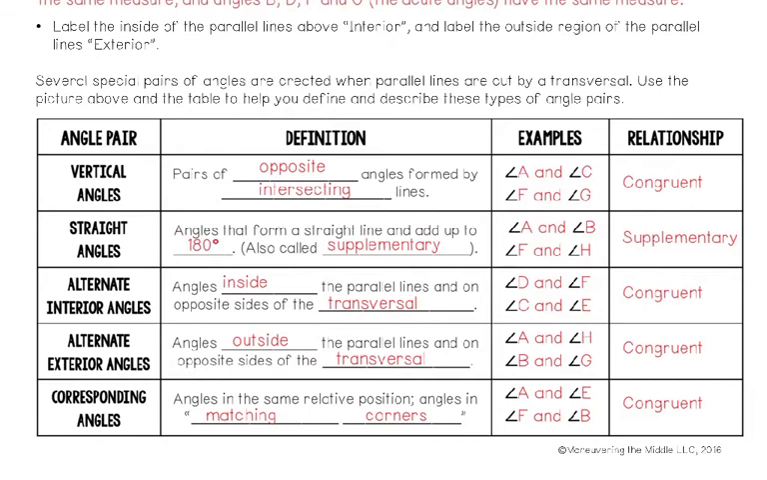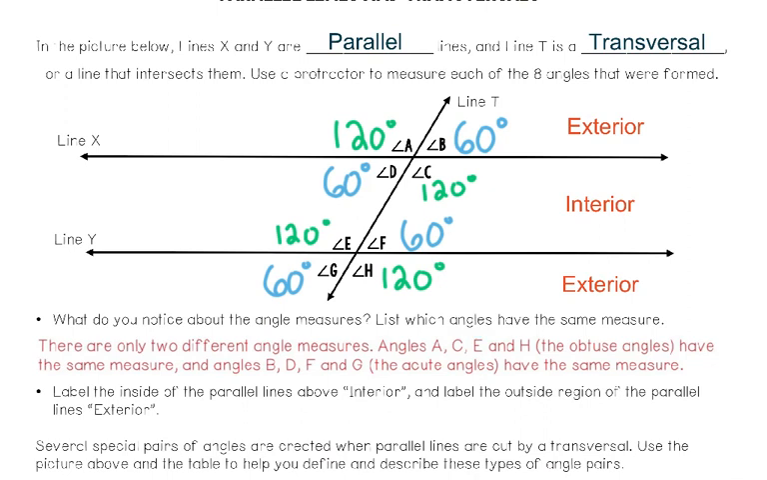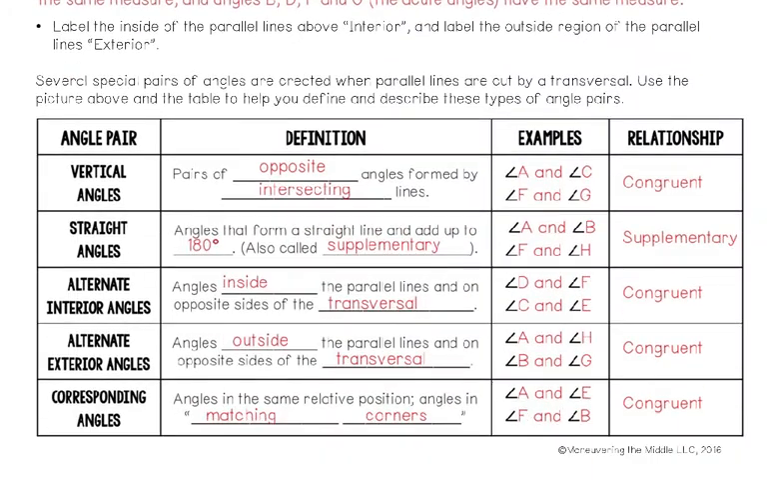The next ones are different, and you might not have heard of these before. So the alternate interior angles are angles inside the parallel lines, and that makes sense because they're interior and on opposite sides of the transversal. So we're going to look at D and F. The relationship between D and F is that they're on opposite sides of the transversal. That means that they are congruent. If you look, they are both blue.